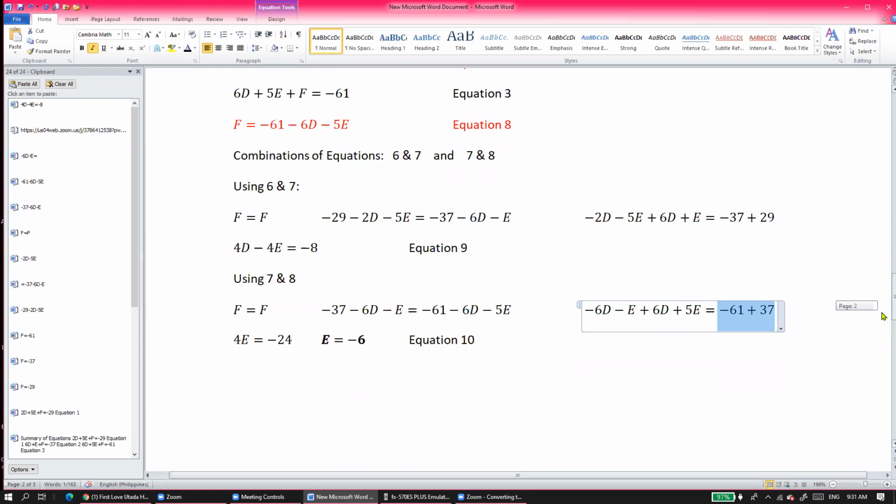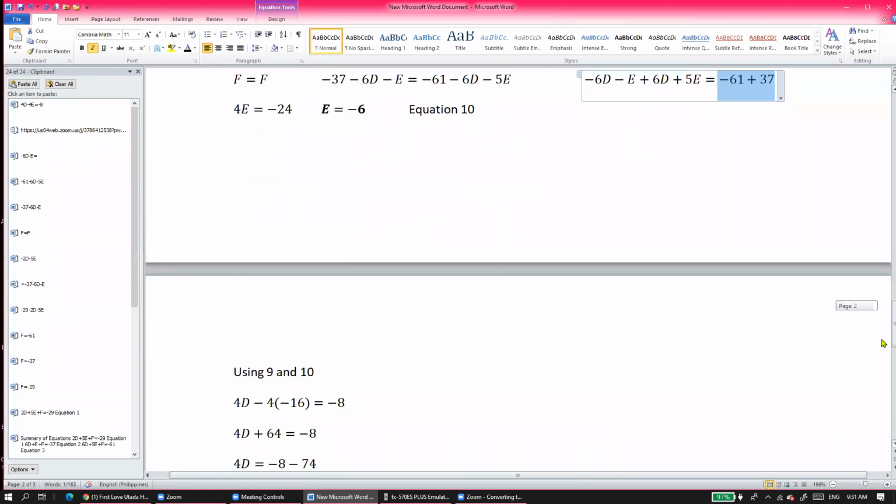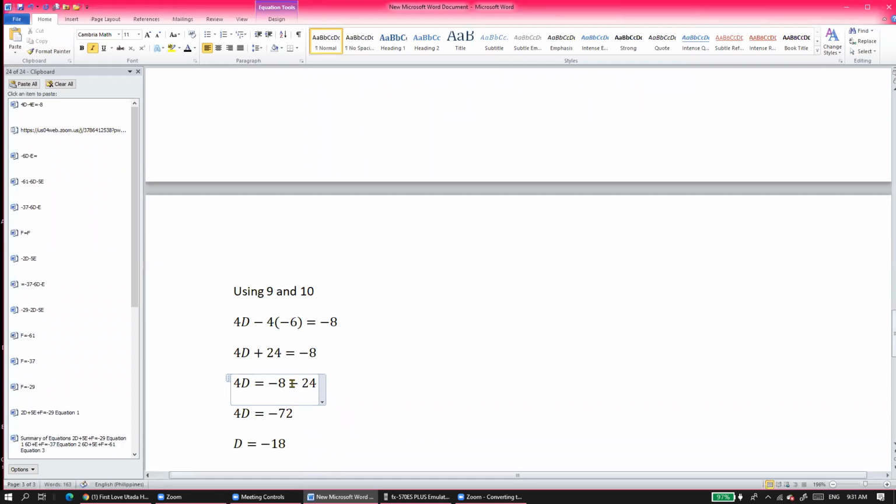Ang value ng E is negative 6, I mean. Then proceed tayo dito. Dahil ang value ng E is negative 6, imposible kasi hindi magkapareha yan eh. So this is only positive 24. And then minus 24. Yan. Negative 8 and negative 24 is negative 32. And negative 32 divided by 4 is negative 8. Yan.